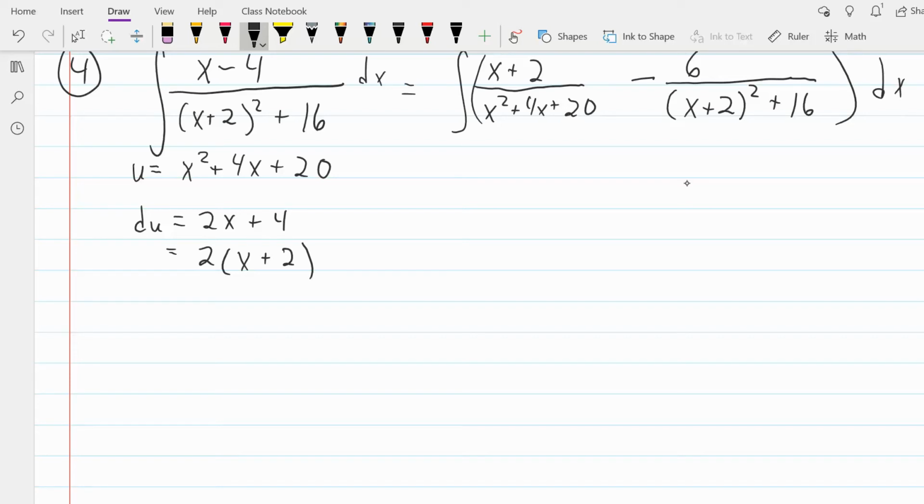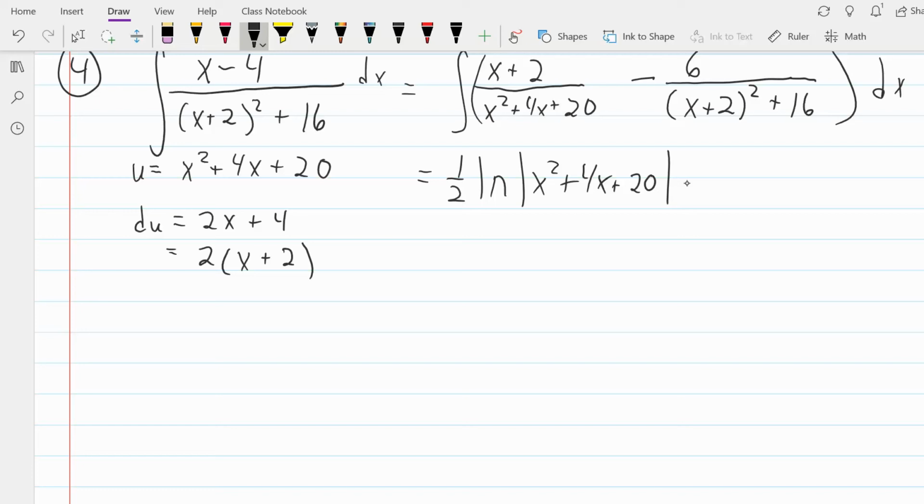Okay? And so I know this first integral is a natural log integral because I set it up that way. I put the x plus 2 up there so it would be a natural log integral. I just need to bring out a 1/2. So that's going to be 1/2 times the natural log of the absolute value of x squared plus 4x plus 20. Alright, now this second integral is going to be an arctangent integral.